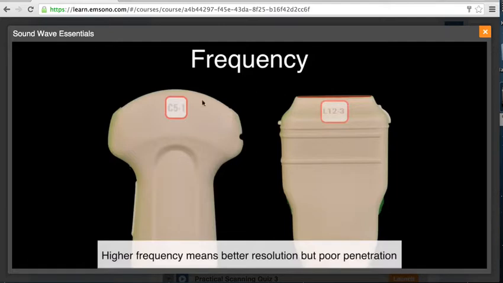Now here we have two transducers. One is a curvilinear, one is a linear. If you notice here, both have a frequency range. This curvilinear has a frequency range of 5 megahertz to 1 megahertz. This linear transducer has a frequency range from 12 megahertz to 3 megahertz. So you, as the sonologist doing the scanning, have the ability to control what frequency you want when scanning. So always remember that higher frequency means better resolution, but poorer penetration.